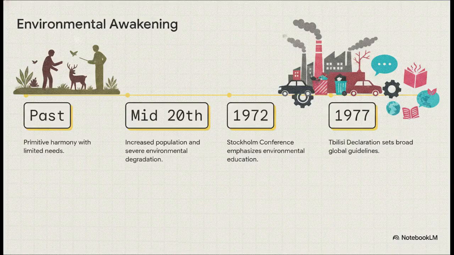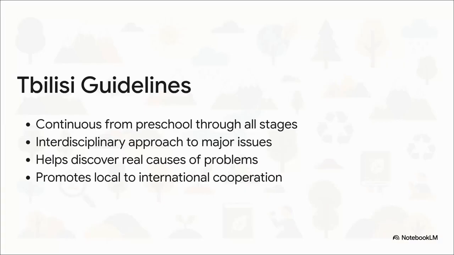The international community realized that fixing this damage required a completely new educational paradigm. That momentum culminated in 1977 with the Tbilisi Declaration, which essentially formalized exactly how we need to teach societies to survive in a rapidly changing world. The 1977 Tbilisi Conference laid out some foundational systemic guidelines.